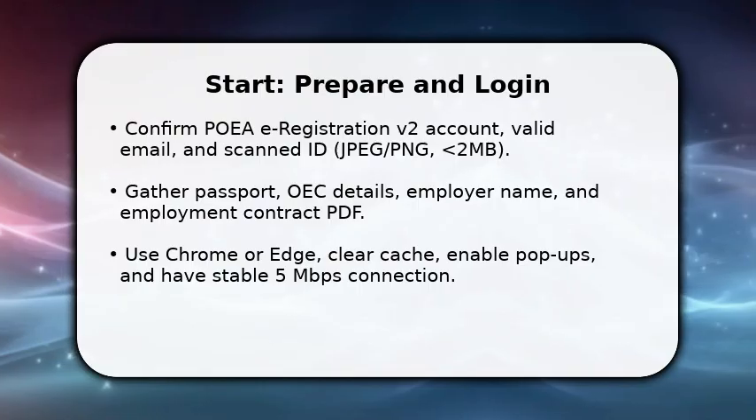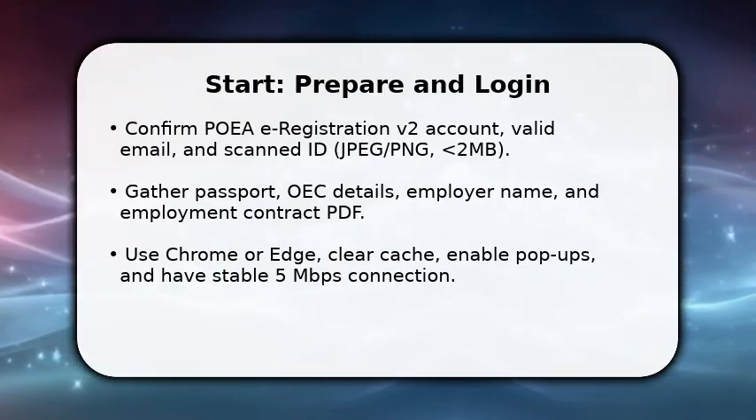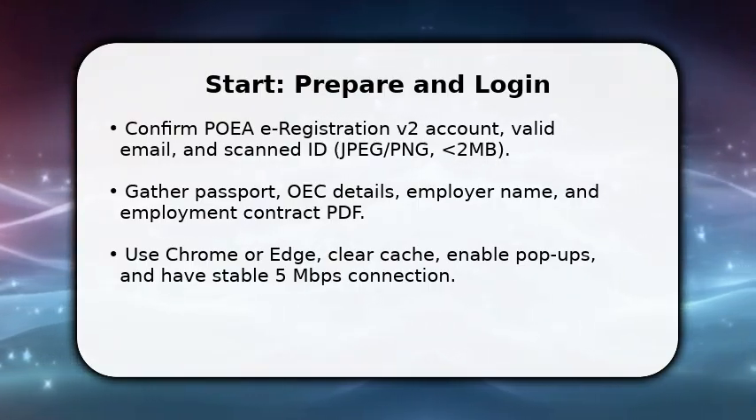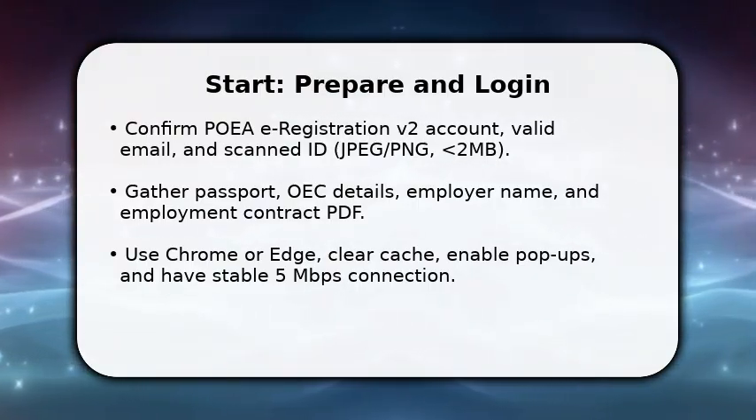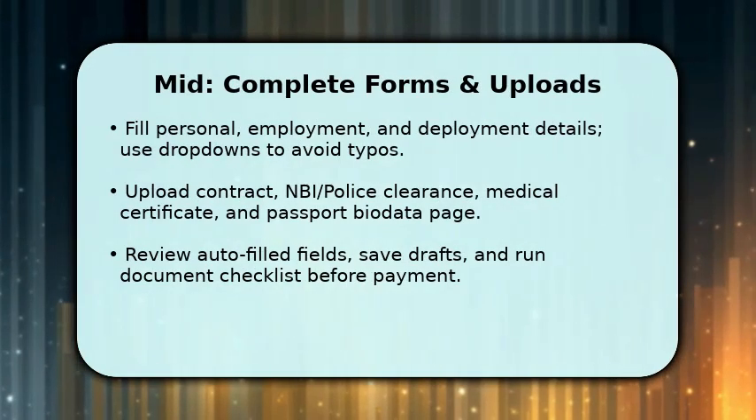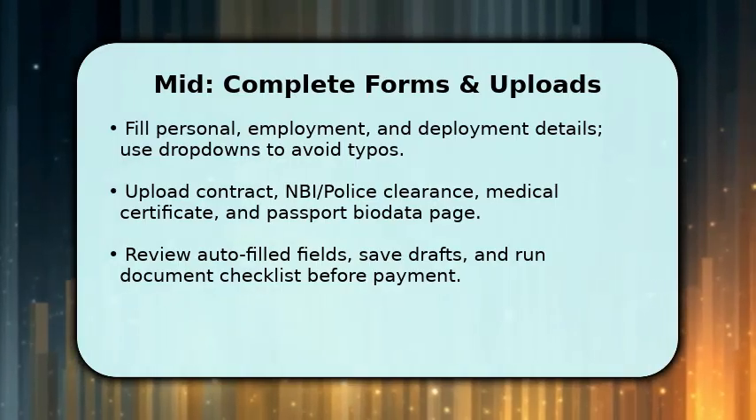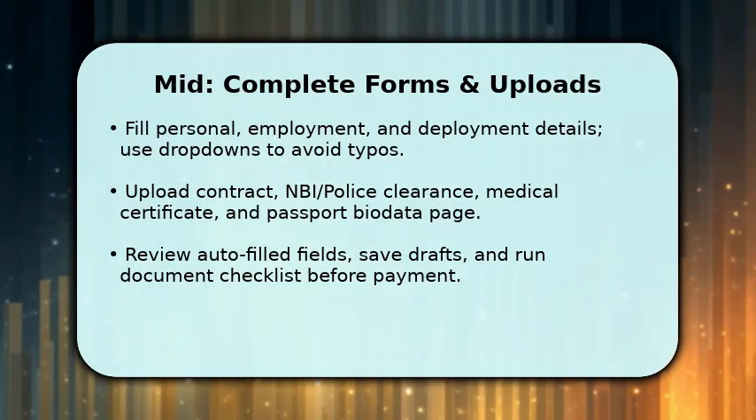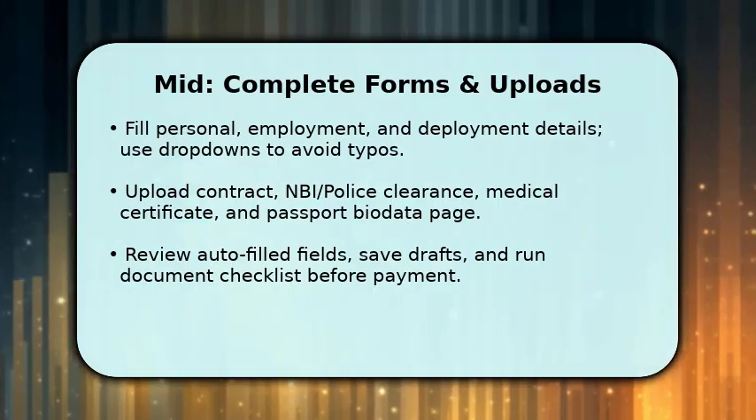Proceed to create a new registration record and select the correct job classification so the system preloads the right fields. Now you complete each section carefully. Personal data, employment specifics, and deployment timelines. Use drop-downs to reduce errors and tab between fields for speed.